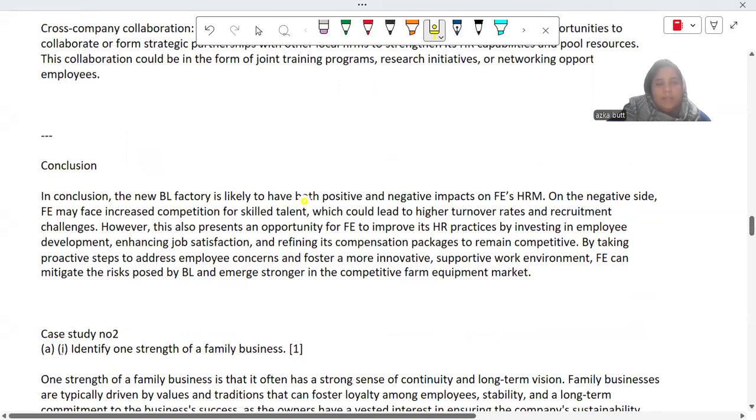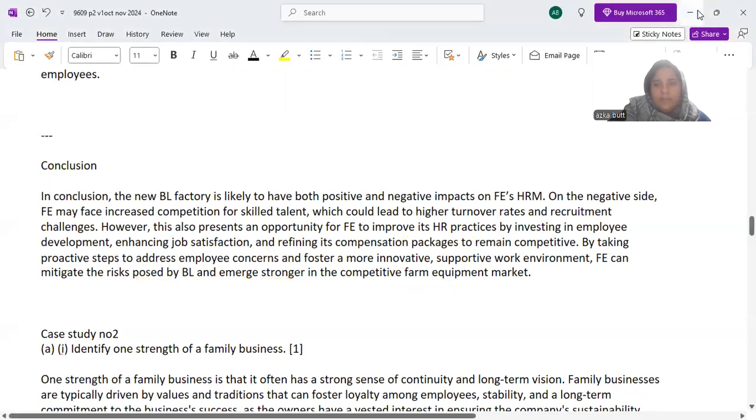In conclusion, the new BL factory is likely to have both positive and negative impacts on FE's HRM. On the negative side, FE may face increased competition for skilled talent, which could lead to higher turnover rates and recruitment challenges. However, this also represents an opportunity for FE to improve its HR practices by investing in employee development, enhancing job satisfaction, and refining its compensation packages to remain competitive. By taking proactive steps to address employee concerns and foster a more innovative, supportive work environment, FE can mitigate the risk posed by BL and emerge stronger in the competitive farm equipment market. So this is it for case study number 1.